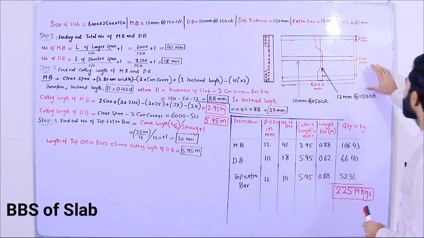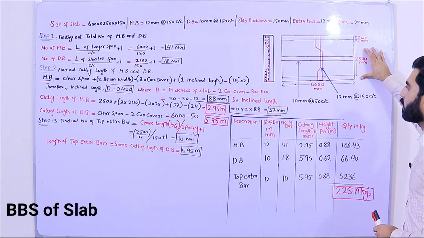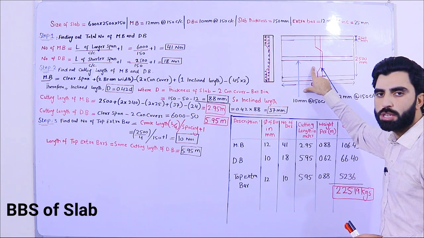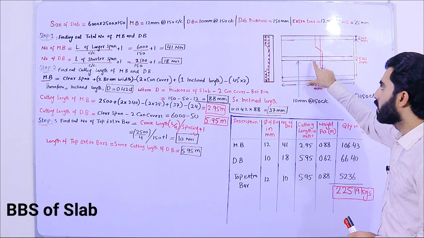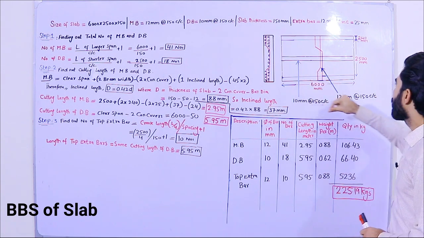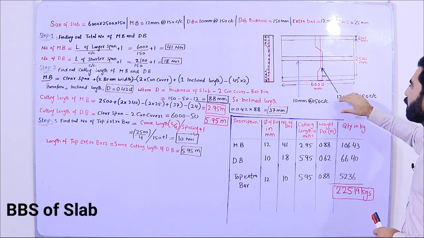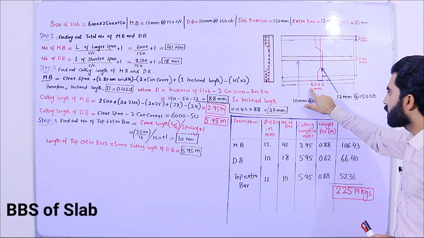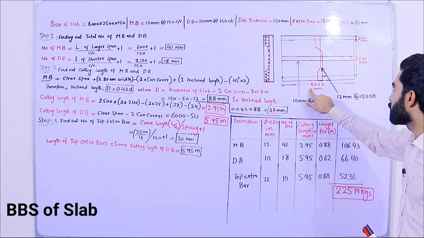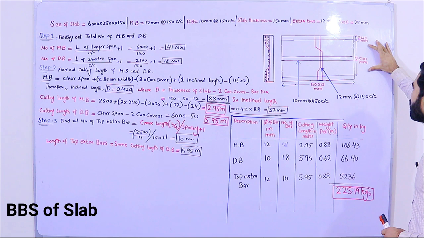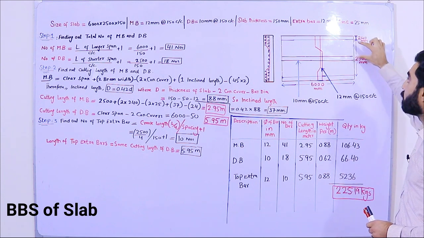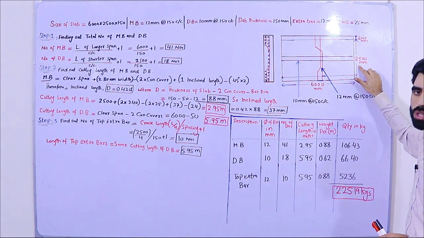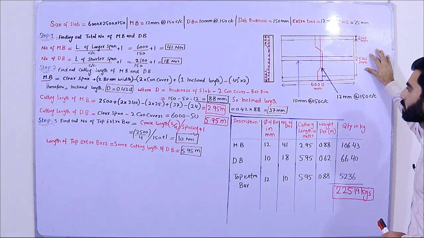Guys, you can see this is a one-way slab and we will make the bar bending schedule for this slab, that is, how much steel is required to cover this one-way slab. First of all, I will tell you about its data. The length of this slab is 6000 millimeter or 6 meter. The width of this slab, without the width of the beam, is 2.5 meter or 2500 millimeter.